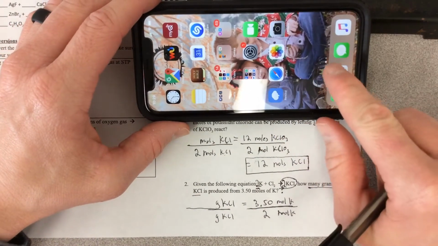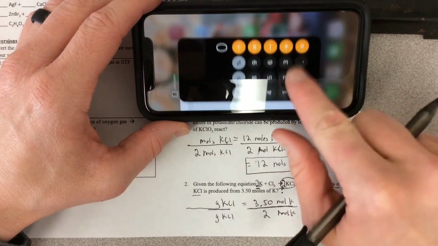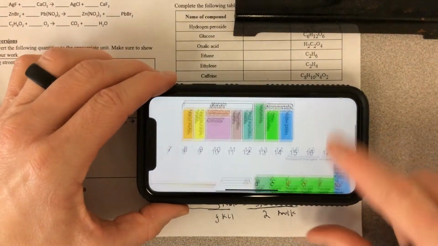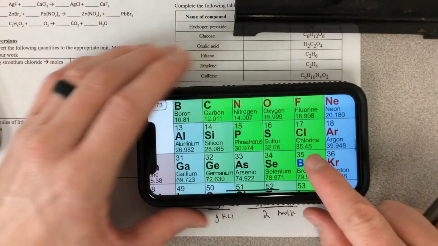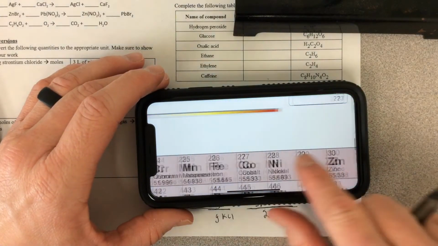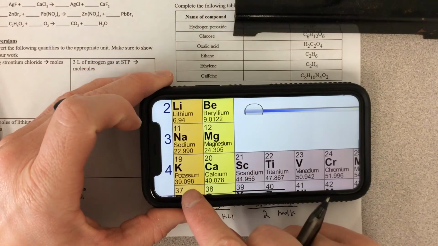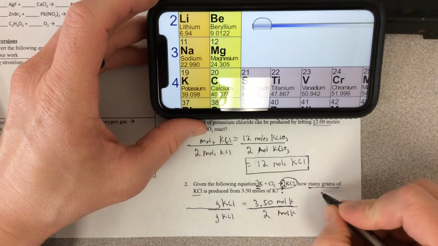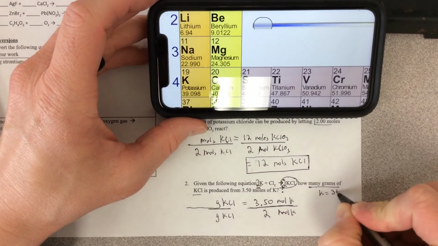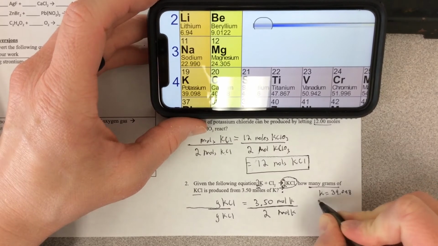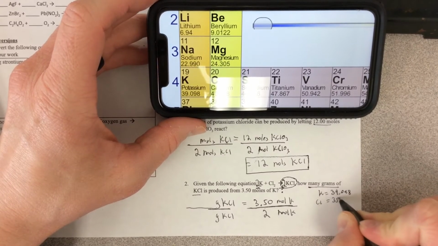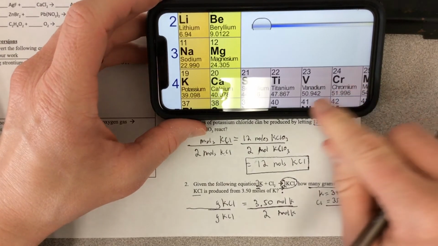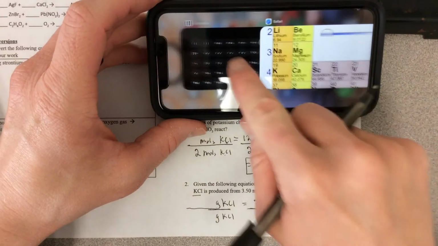So I go to my periodic table, and I figure out that chlorine weighs 35.453, and the potassium weighs 39.098, and I have 2 of each. So if potassium is 39.098, and again chlorine is 35.453, I'm going to add those up, and then simply multiply it by 2.